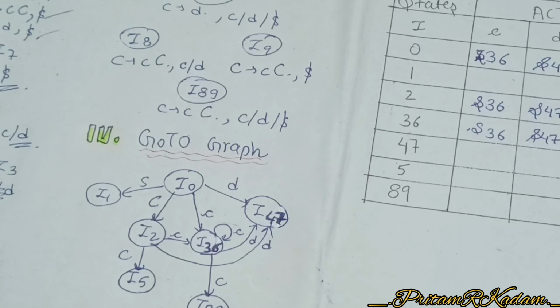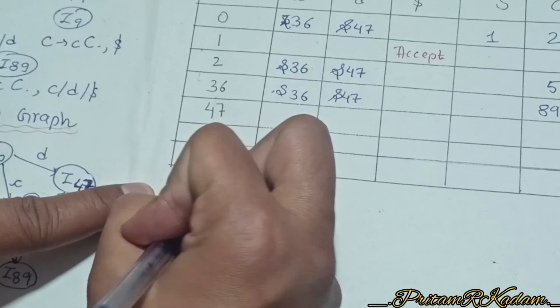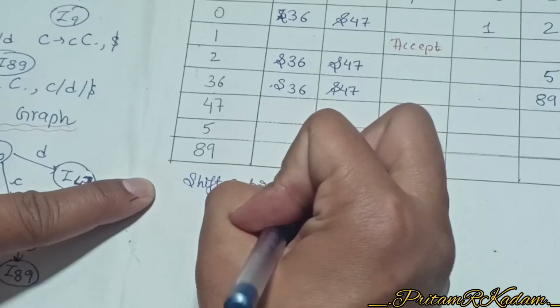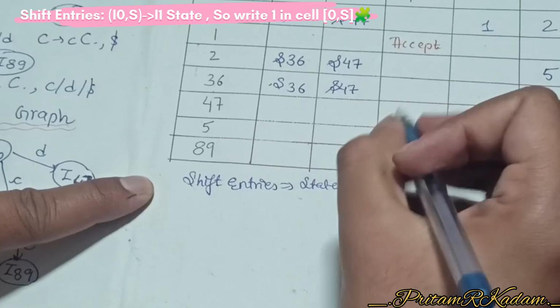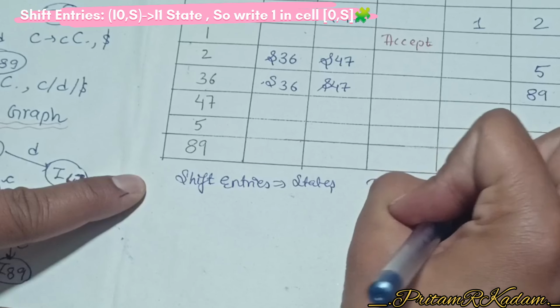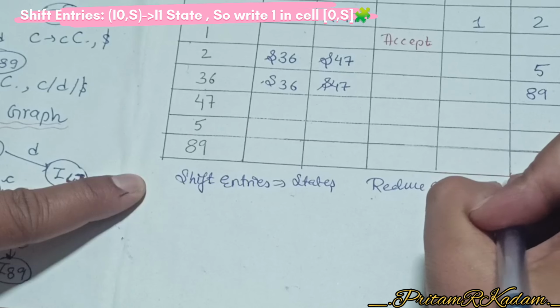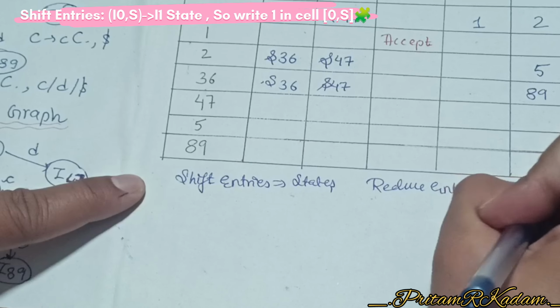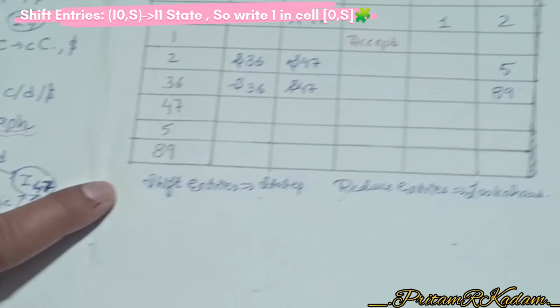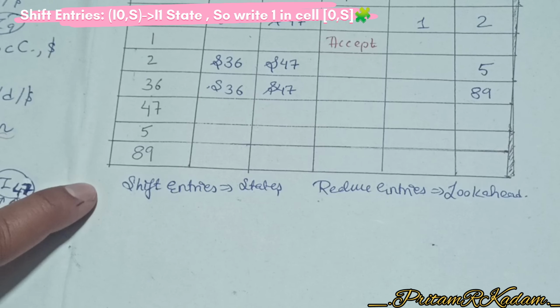Now all the shift entries are done. We'll proceed to the next one, that is for the reduce entries, and for that we will see the complete states, okay. Let me just write for shift entries, we saw all the states, and for the reduce we will see the complete states with the look ahead, okay.